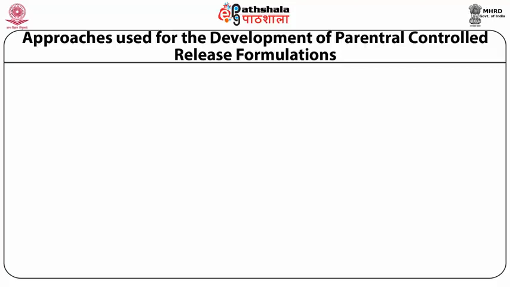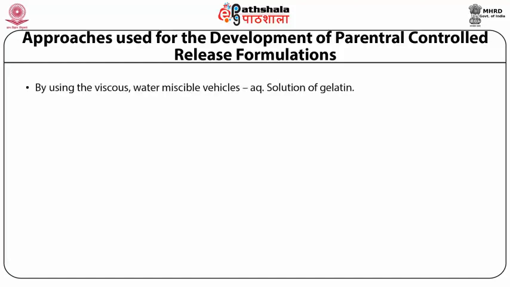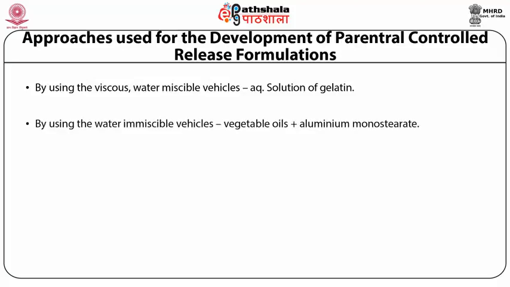If we try to sum them up, the first one can be a simple approach wherein we can use the viscous water miscible vehicles. Example could be an aqueous solution of gelatin. The second simple approach could be using the water insoluble vehicles like vegetable oils along with excipients like aluminum monostearate. Then we can go to a slightly more complex system, which is probably the development of the thixotropic suspensions.